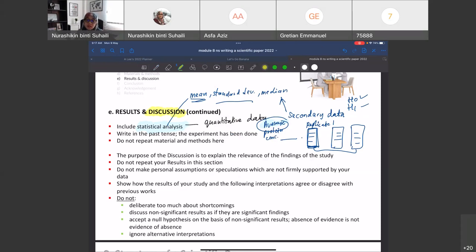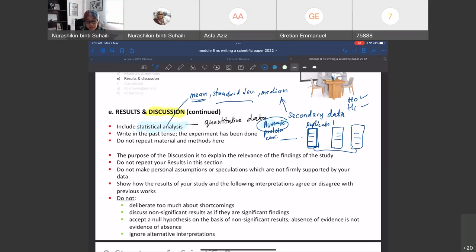What I notice, not just undergrads. Undergrads are like you all. Postgraduates, those doing master or PhD, also make the same mistakes. They are just reporting the results. They just say that this result is like this, like this, like this, and then it shows this trend, okay? But they forgot to discuss. This is the mistake students very often commit. They forget to discuss.